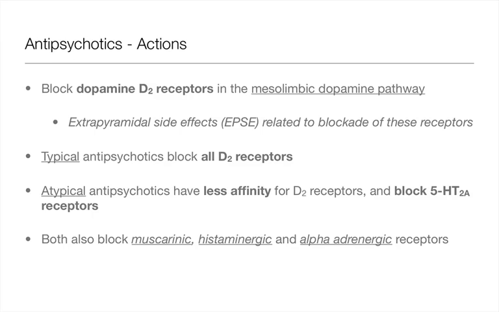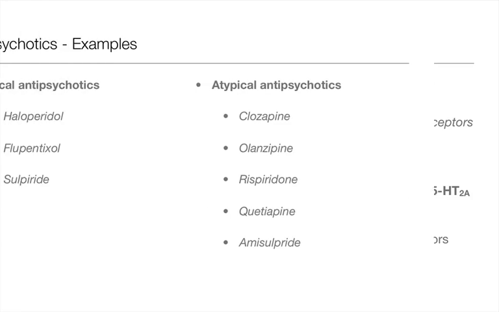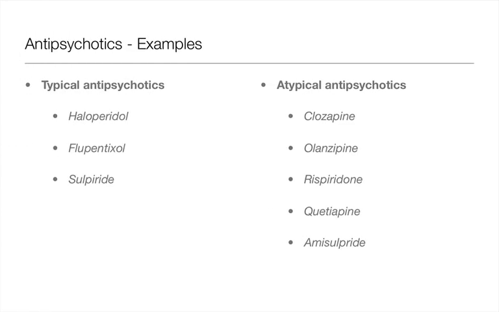Both atypical and typical antipsychotics block other receptors such as muscarinic, histaminergic and alpha-adrenergic receptors. Each antipsychotic has different affinity for all these receptors, which leads to varying side effect profiles for each antipsychotic drug. Okay, could you give some common examples of both types? Yeah, so common examples of typical antipsychotics are haloperidol, flupentixol, and sulpiride. Examples of atypical antipsychotics include clozapine, olanzapine, risperidone, quetiapine, and amisulpride.